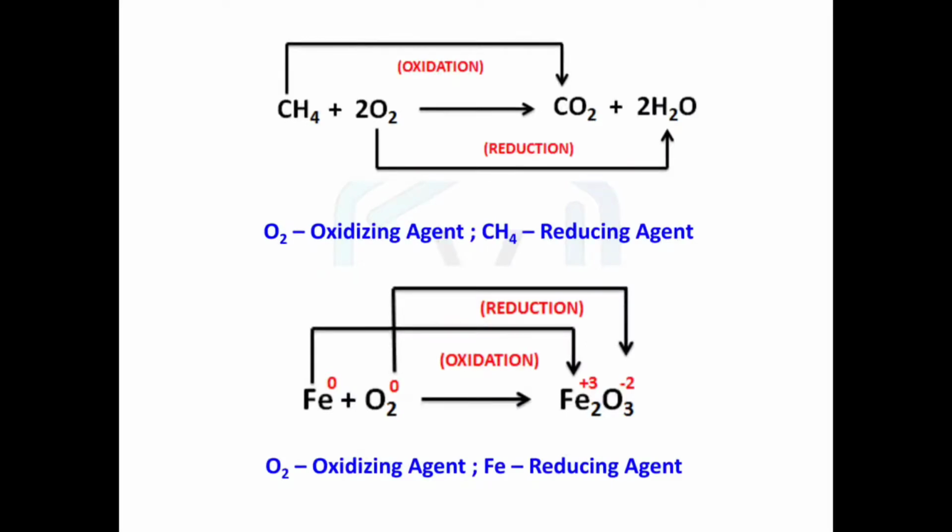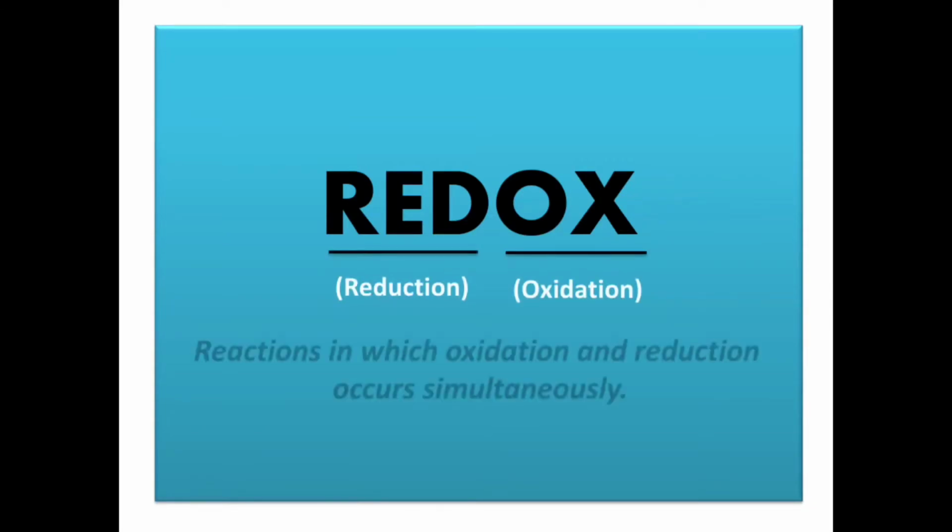In all these examples that we have discussed, oxidation and reduction take place simultaneously in one single chemical reaction. These types of reactions are known as redox reactions, reduction and oxidation. So redox reactions are nothing but the reactions in which oxidation and reduction occur simultaneously.